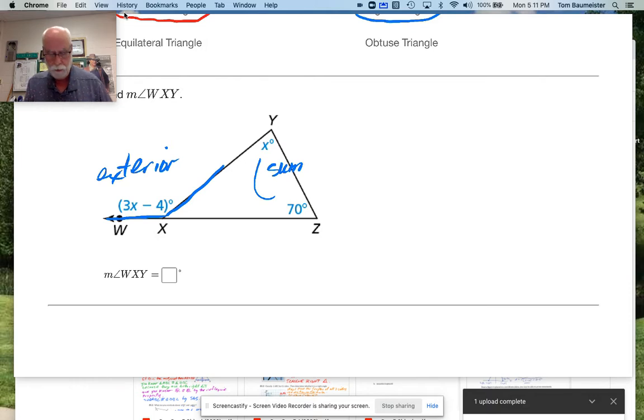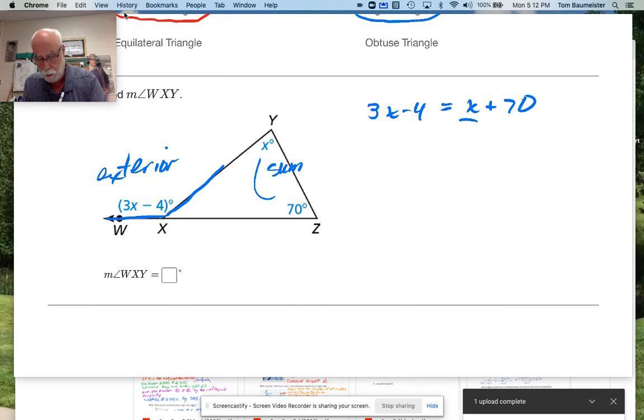I could look, but let's just say you know that 3x minus 4 is equal to x plus 70. Okay? So if that's the case, now we're going to solve for that. The exterior angle is equal to the sum of the farthest interior angles. There's another word for it. So again, I'm going to take this x over. I'm going to bring it to the other side.